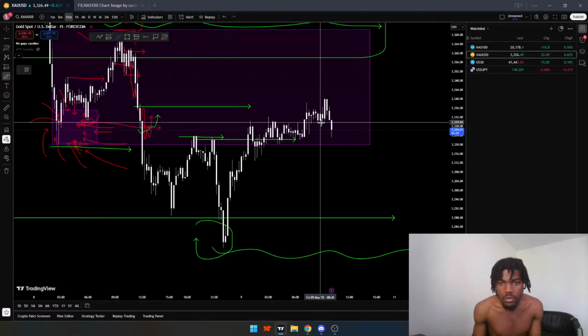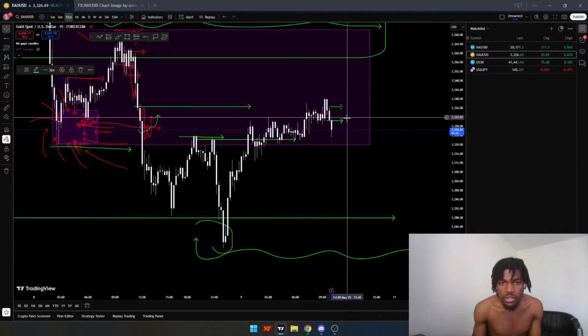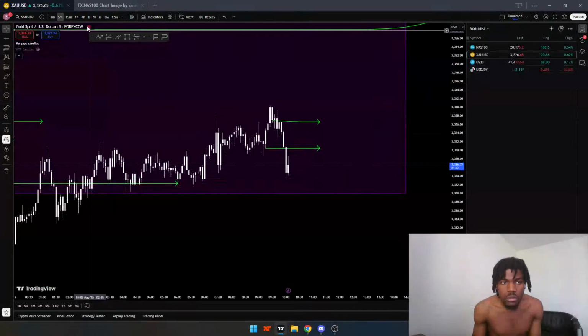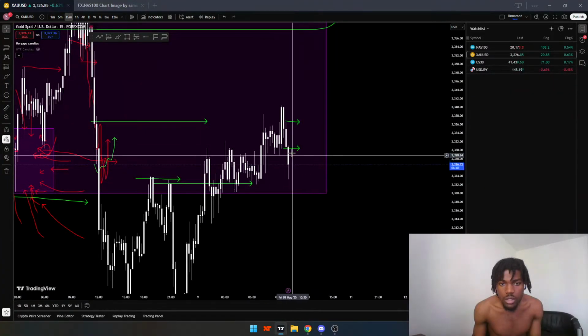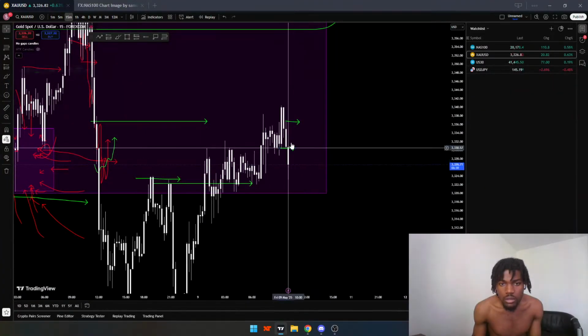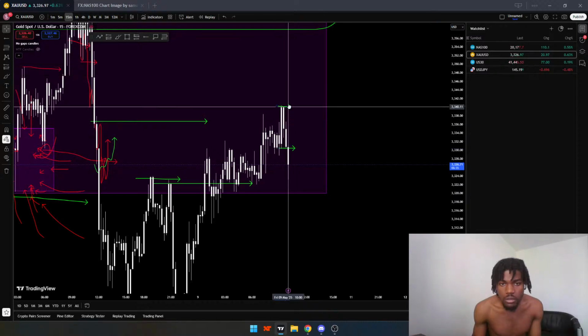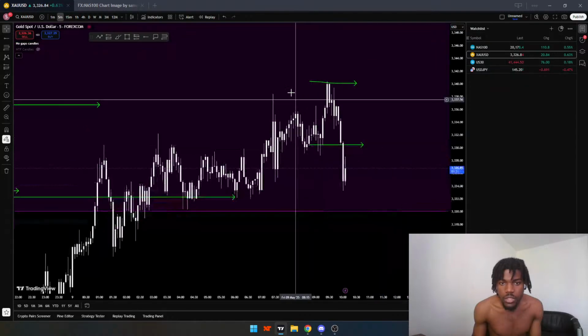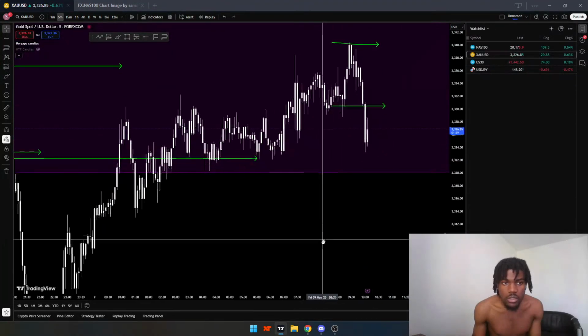But that's on the higher time frame. We look at the 15-minute now, right? The range. I think I rushed that. You see, I did indeed. To the top and bottom of the 15-minute range.